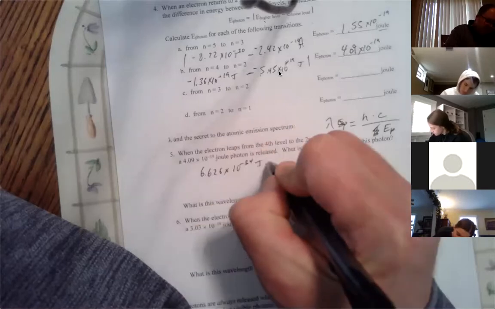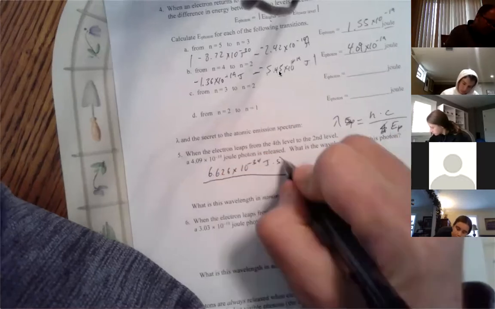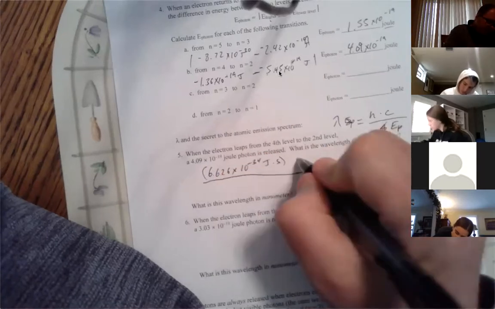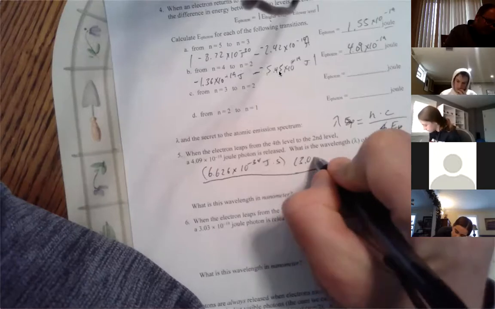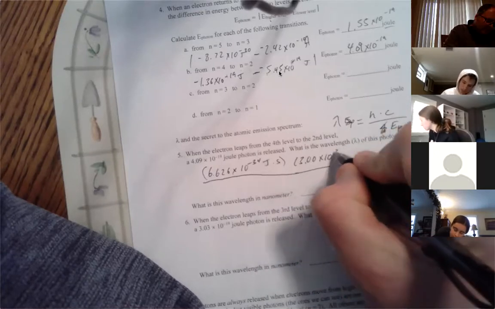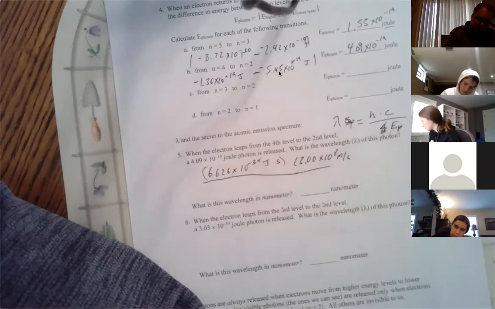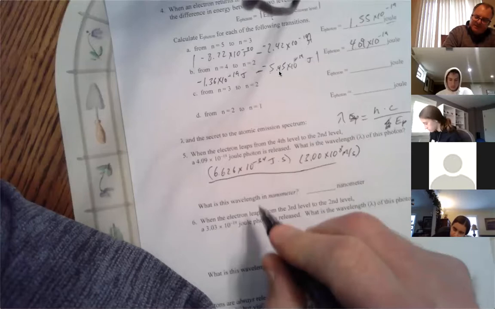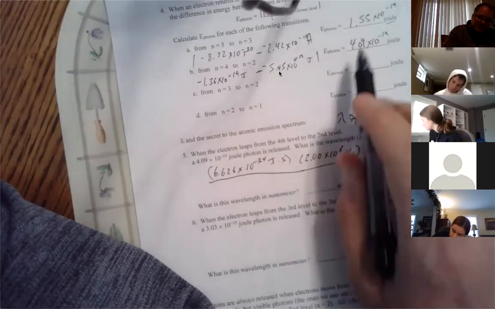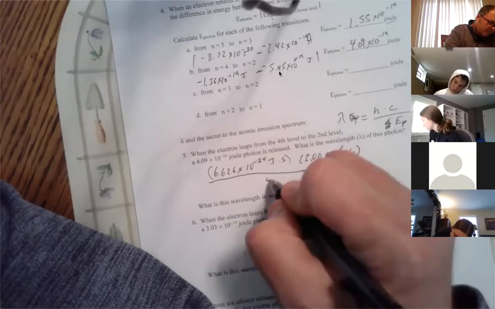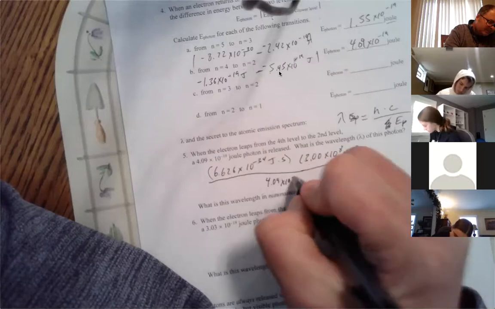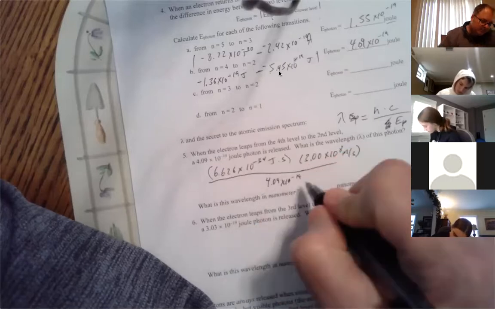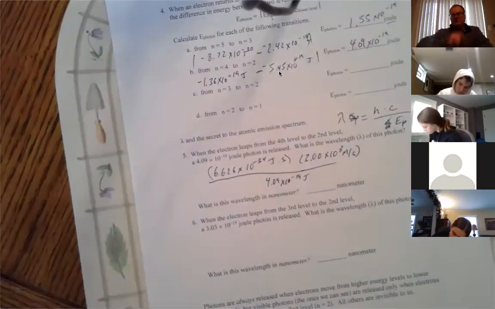6.626 times 10 to the negative 34th joule seconds times the speed of light, 3.00 times 10 to the 8th meters per second. And then we're going to divide that by the energy of the photon, in this case 4.09 times 10 to the negative 19th joules. What are my final units going to be for this?